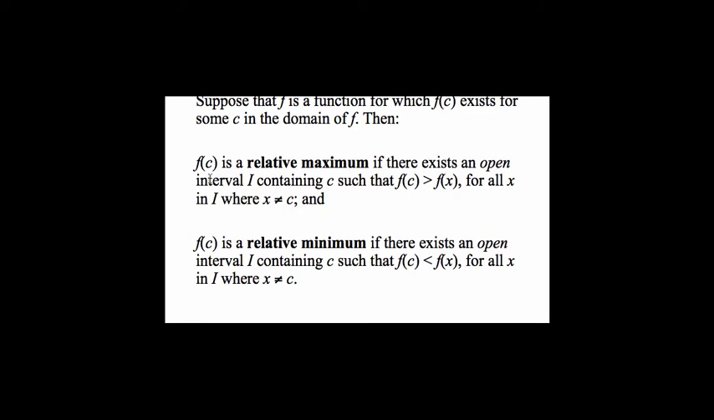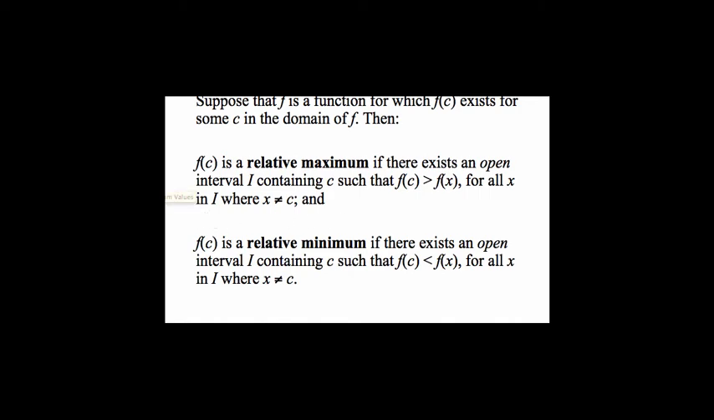Relative maximum and minimum. So suppose that f is a function for which f of c exists for some c in the domain of f. So this just means there's a function where we can find some values within the domain. If it's a relative maximum, then that means within a certain interval containing that value, it's the highest point within that interval. Okay? And then on the other hand, a relative minimum is the lowest point within an open interval.